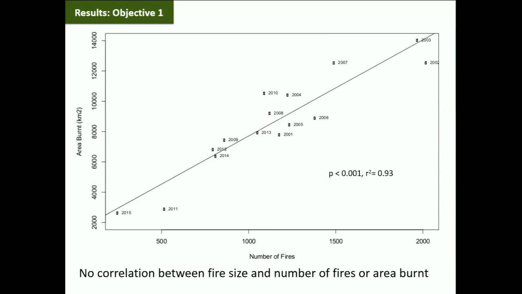And what this tells us is that from the point of view of fire, landscape connectivity is not changing. So fire size is not changing, we are getting fewer fires. It suggests that perhaps the number of emissions is going down for whatever reason.